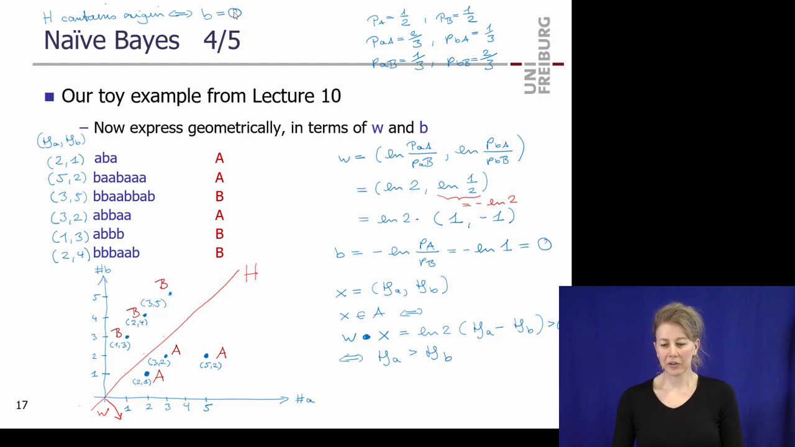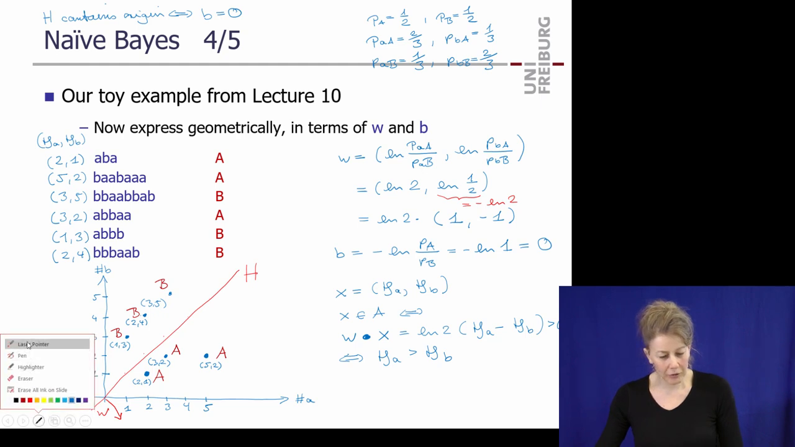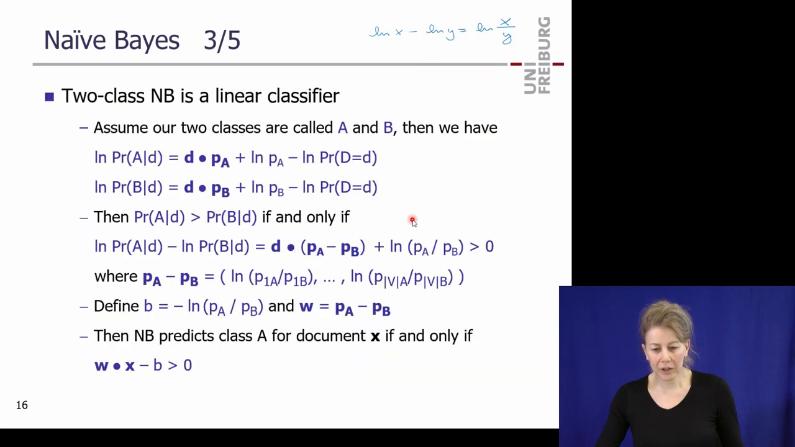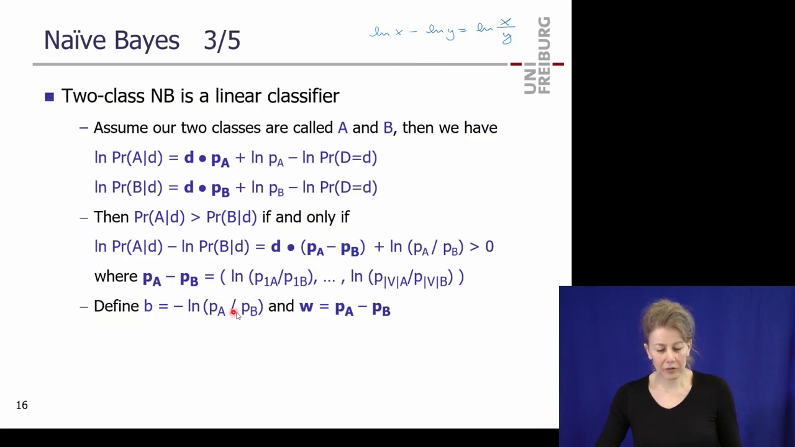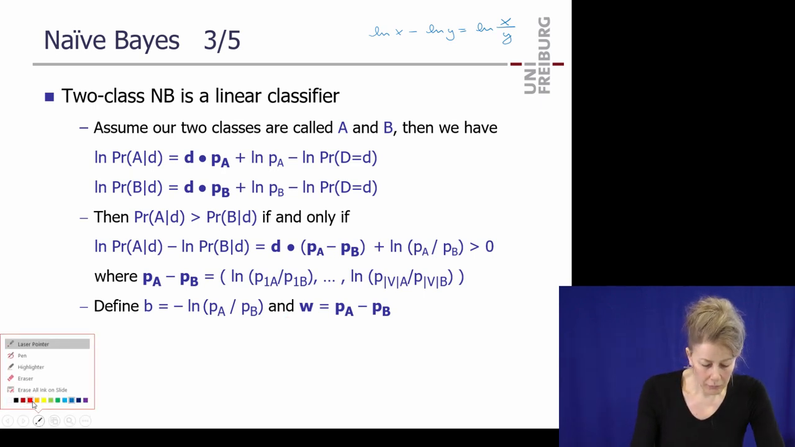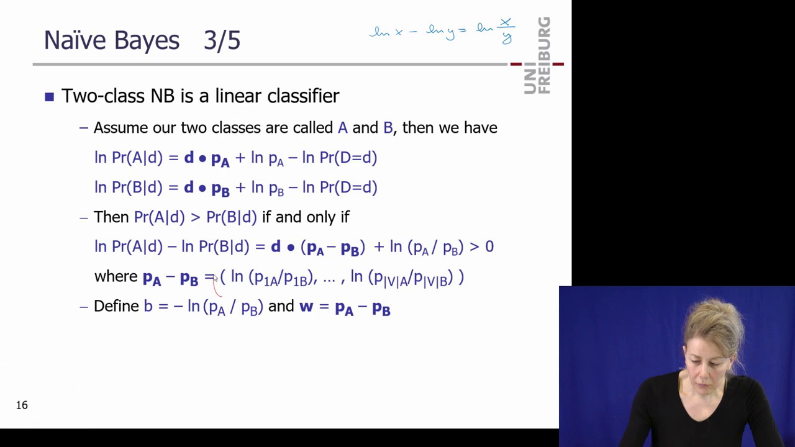We already had a question about this. And why is b equal to zero here? Well, you can answer that question yourself, I think, from the formula. If, let's go back one slide. Here's the definition of b. When is b equal to zero? Yeah. So b equals zero if and only if P_A is equal to P_B.